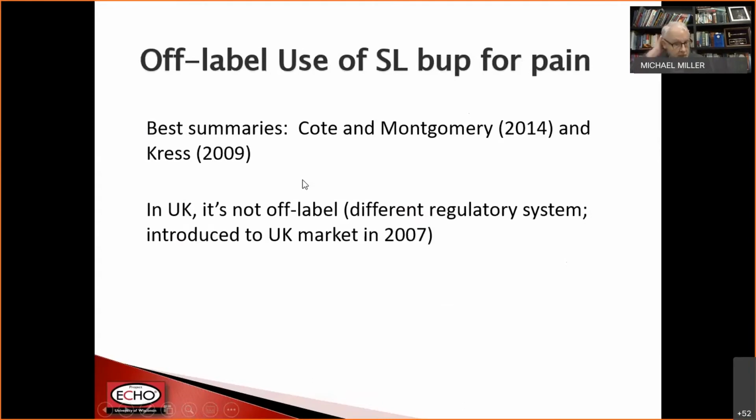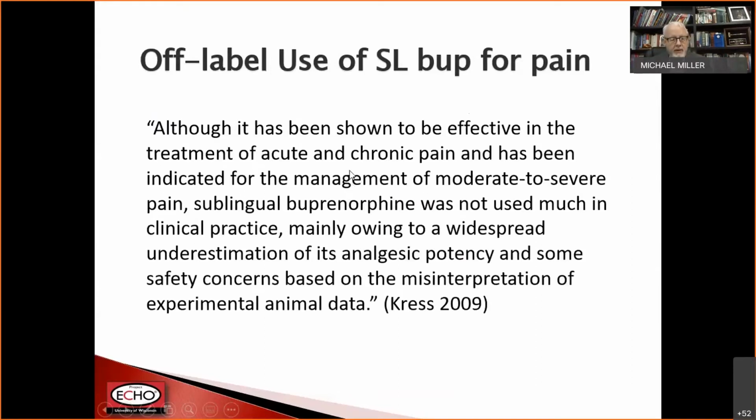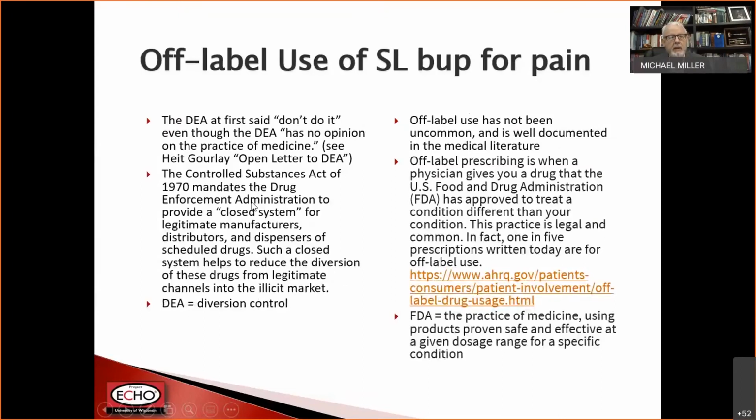So, off-label use of sublingual for pain. I refer you to the Coate paper and the Crest paper. It's not off-label in Europe because they don't use the FDA. They just use it, and it works just great. It's effective for pain. This is the sublingual stuff. It's not used much in clinical practice, but it really does work nicely. The DEA does say it's available.